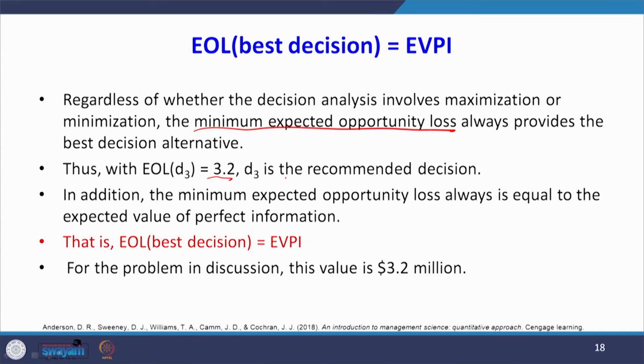In addition, the minimum expected opportunity loss always is equal to the expected value of perfect information. So, the expected loss of the best decision is equal to the expected value of perfect information. So, in our problem this value is $3.2 million.